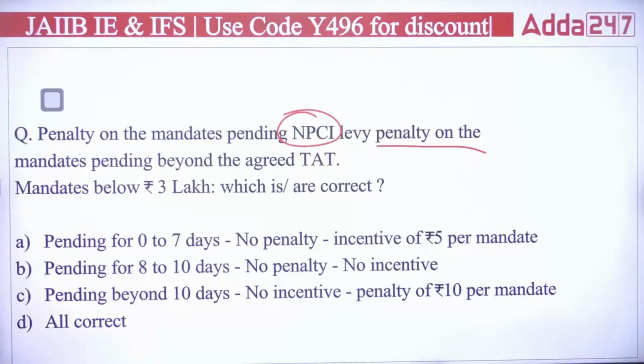Pending for 0 to 7 days, no penalty will be charged, and an incentive of 5 rupees per mandate. Second, pending for 8 to 10 days, no penalty, no incentive. Pending beyond 10 days, no incentive, penalty of 10 rupees per mandate. All are correct.